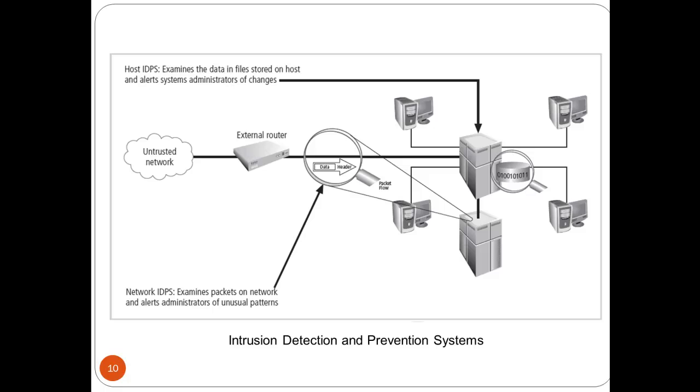Here's an example of an intrusion detection system and prevention system that's both host-based and network-based, and you can see again basic network design. You have an untrusted network, your border router, your external router, and then this depicts a network intrusion detection prevention system, which is really looking at the data packets that flow across the network and maybe alerts the security control center of some unusual patterns.